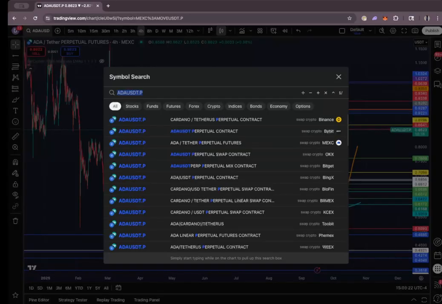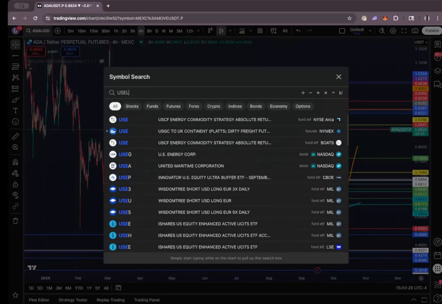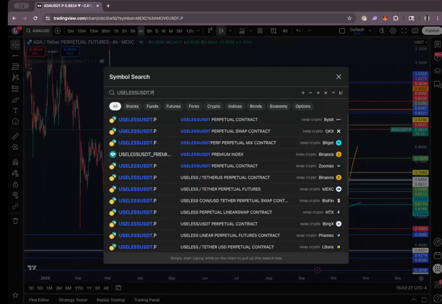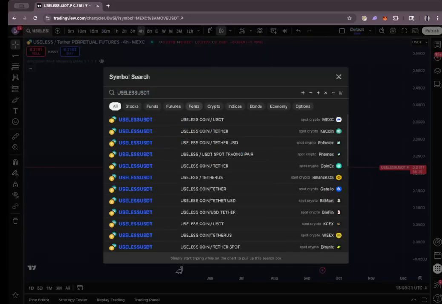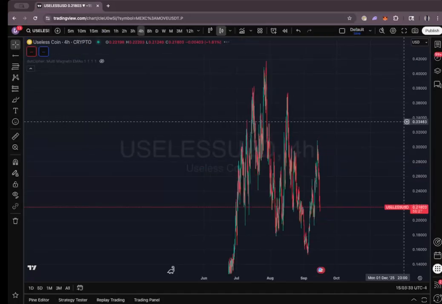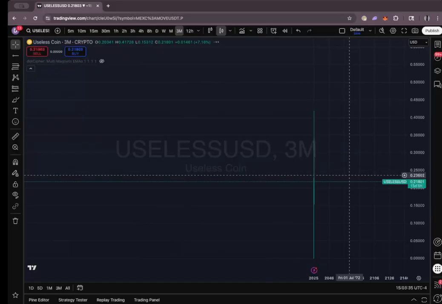Cool. So enough of that garbage. Let's keep going. Useless and useless coins. Geez, you have useless coins? Come on. What's going on here? Spot chart. Here we go. Let's look at this. Top down.